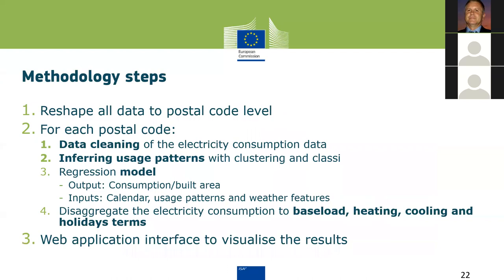The methodology steps are: the first one is to reshape all the data sets to the postal code level, so we somehow harmonize the geographical level. And then for each postal code, the first step is data cleaning of the electricity consumption data, infer usage patterns using clustering classification models, and then make a regression model using as output the energy use intensity. In this case, it's consumption divided by built area of that postal code. And as inputs, the calendar information, the usage patterns, and the weather features.